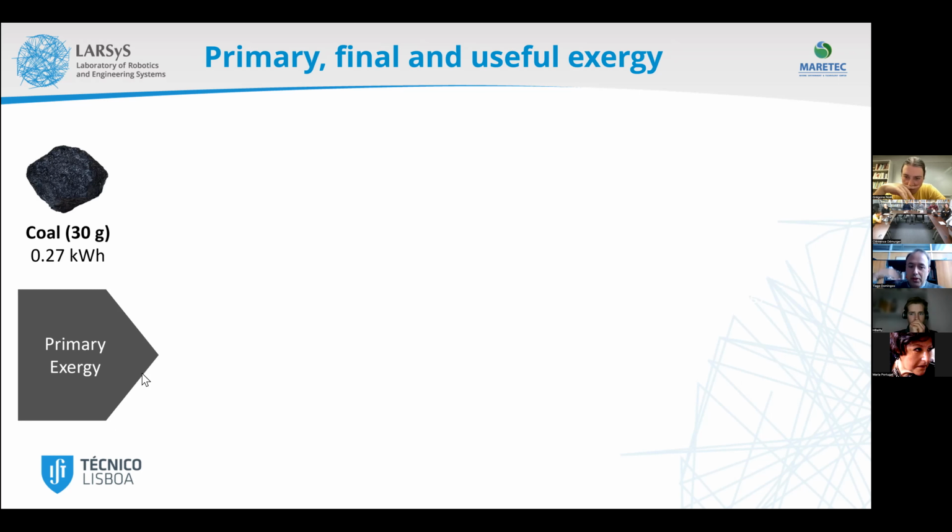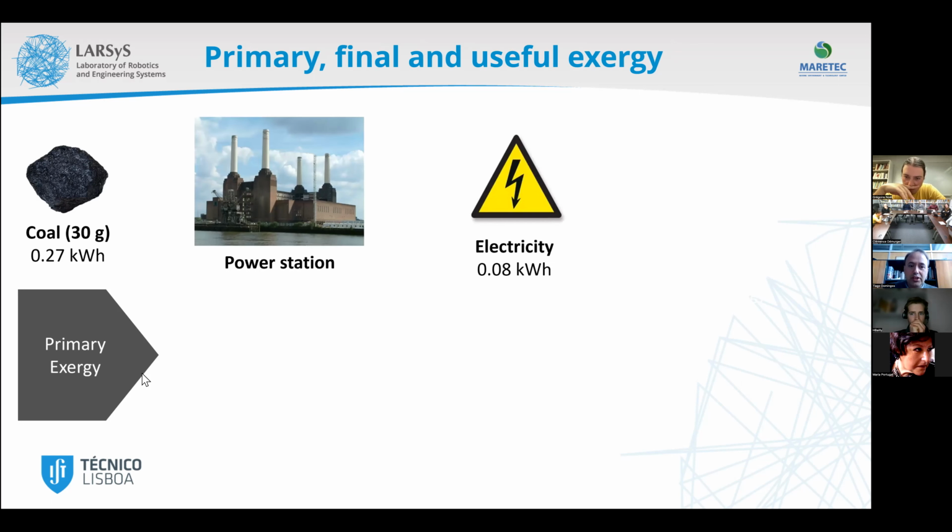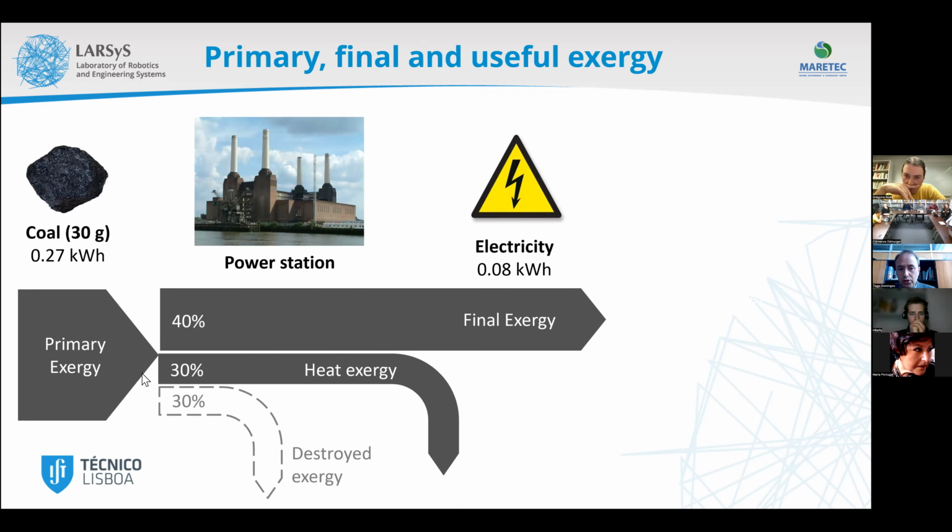So then the mine is built, the coal is extracted, it's transported, and for example, it's transported to a power station where it's converted into electricity. And this electricity coming out of the power station is what we call the final stage. The second law of thermodynamics tells us that in any transformation, energy is degraded and exergy is destroyed. And that's what you see here. Of all the exergy that we had in the coal, only 40% will come out as electricity, 30% will come out as heat, because the heat that comes out of a power station can still be used for something.